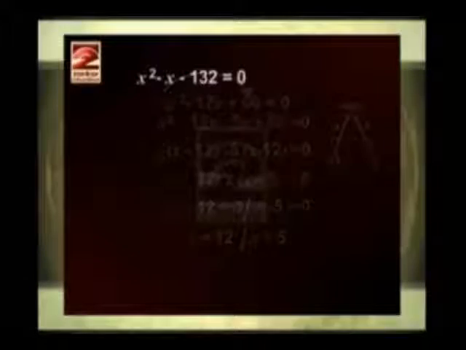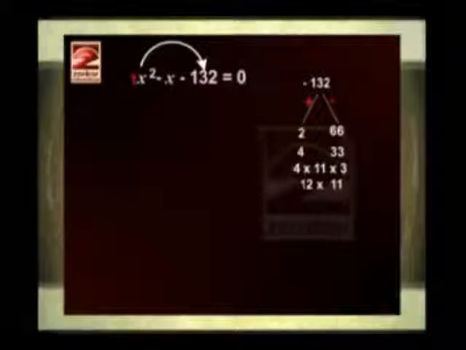Next one, x square minus x minus 132 is equal to 0. Here, the product of 1 and minus 132 is minus 132. As the sign is minus, one factor should be positive and one should be negative. The required factors are 12 and 11.